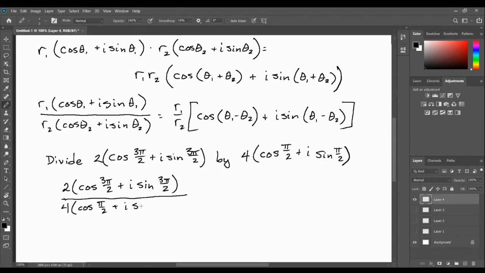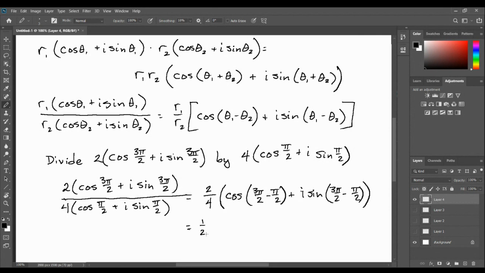Probably already got this solved in the time it's taking me to write this out. So we divide the numerators r by the denominators r, by that by cosine of 3 pi over 2 minus pi over 2, plus I sine of 3 pi over 2 minus pi over 2.